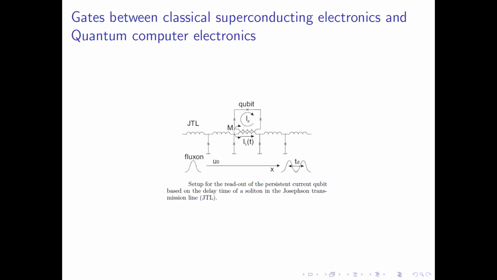By the way, we can also think about superconducting classical computers and an interfacing qubit. And this qubit can also be a sensor. This is also very important. It doesn't have to be just a superconducting quantum computer. It can also be a sensor.